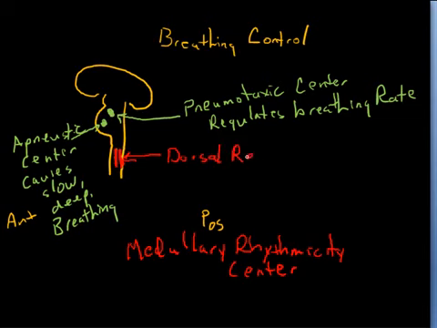Dorsal respiratory group. And this one works with the pneumotaxic center to regulate breathing rate. So it works with the pneumotaxic center. The ventral respiratory group has a different function. So let's draw a little arrow here for that one.